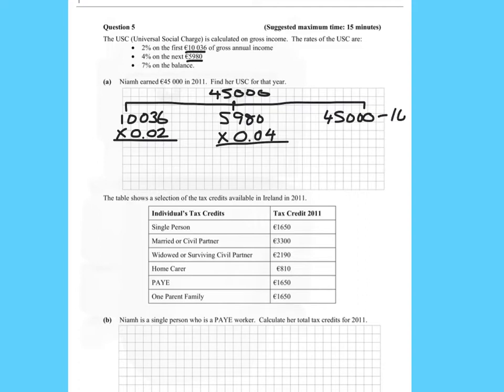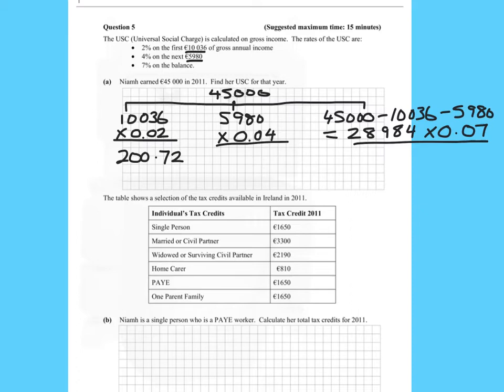So 45,000 minus 10,036 and minus 5,980 to find out what I'm going to tax. When I do that, I'll get 28,984, and I'm going to multiply that by 0.07. So when I put in those figures, then I'm going to add. For the first one I get 200.72, and you'll find some of these are the same in every question.